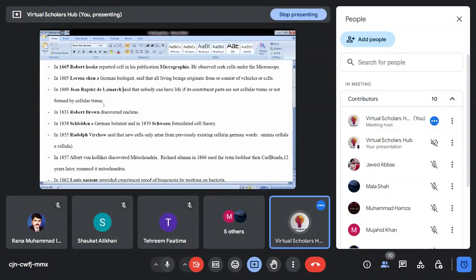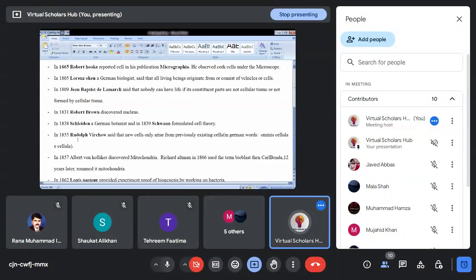Next, in 1831, Robert Brown discovered the nucleus, and this was another important discovery which changed the concept of the cell as an empty space. And now the cell is considered filled with something, and this gave a way to the scientists that new research should be conducted to find out more different structures which are present inside the cell. And next, in 1838, Schleiden, a German botanist, and in 1839, Schwann formulated cell theory.